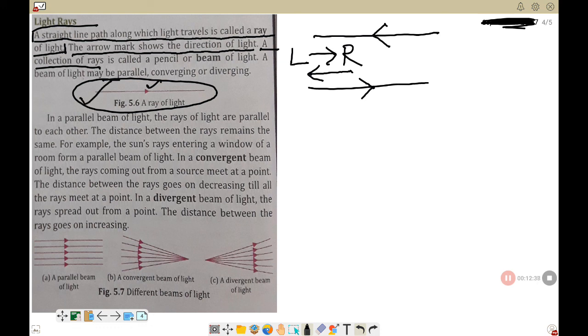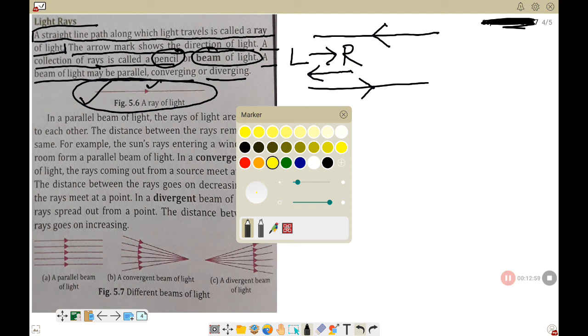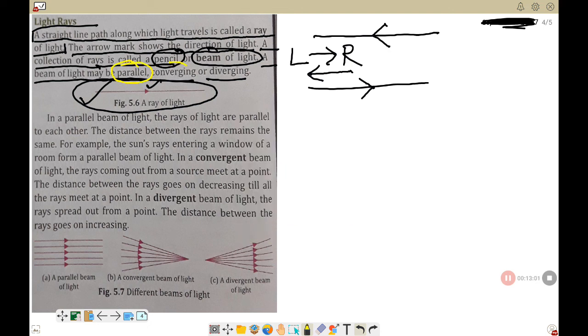Now a collection of rays. So here you have only one ray, but if you have a collection of rays, that is called a pencil or a beam of light. What do we call it? Pencil or a beam of light. So please circle this. A beam of light may be parallel, converging, or diverging. So a beam of light can be of three types: parallel, converging, or diverging.